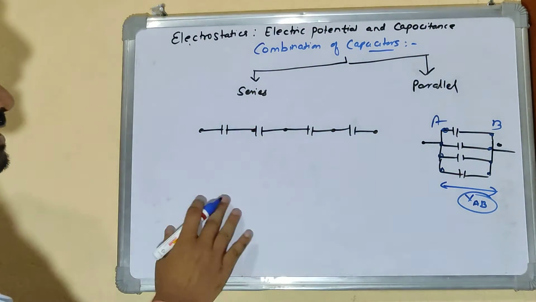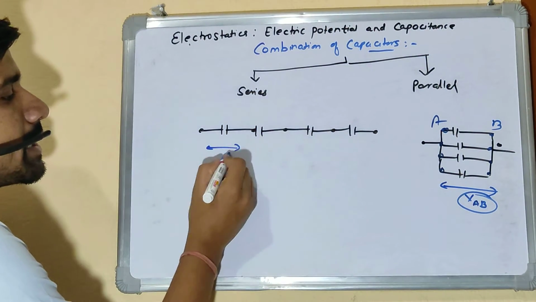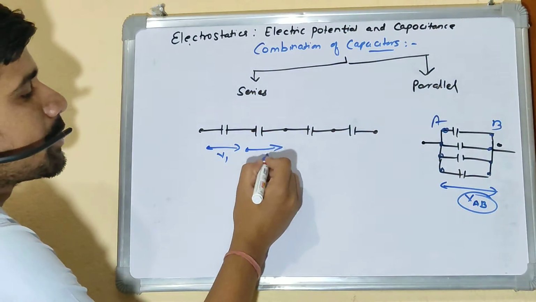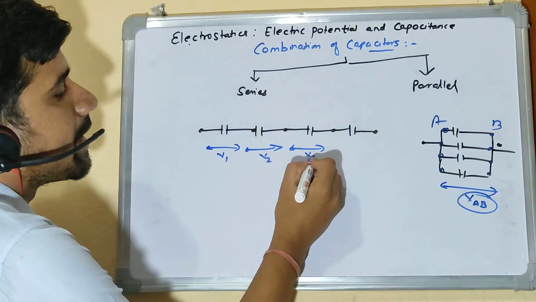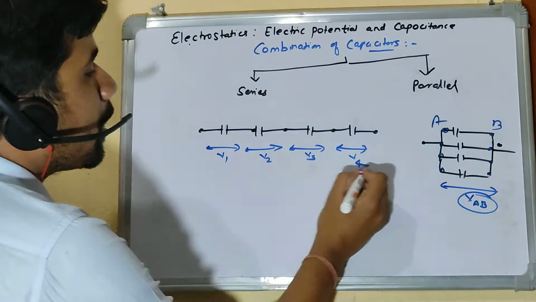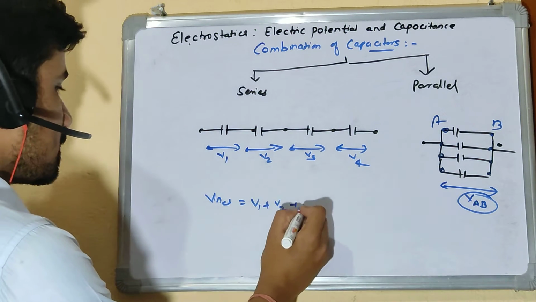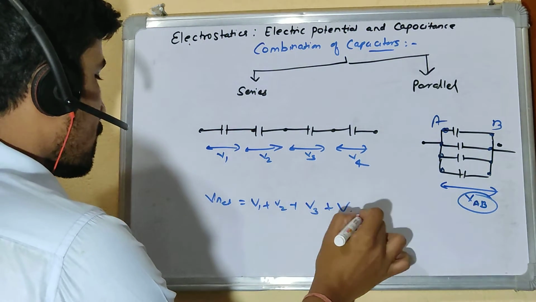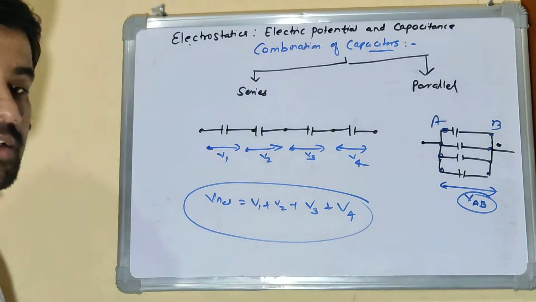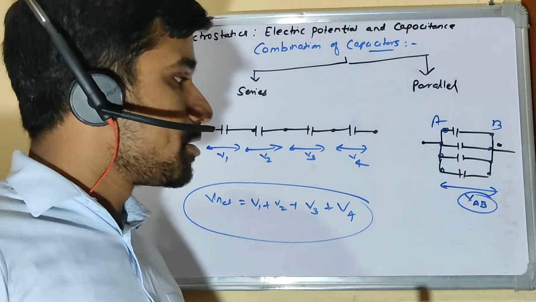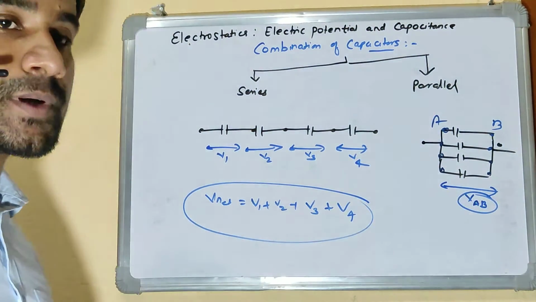But in series, the potential is different. Here it may be V1, here V2, here V3, and here V4. The net potential is V1 plus V2 plus V3 plus V4. So the potential is varying over here, but the potential is constant in the parallel case.